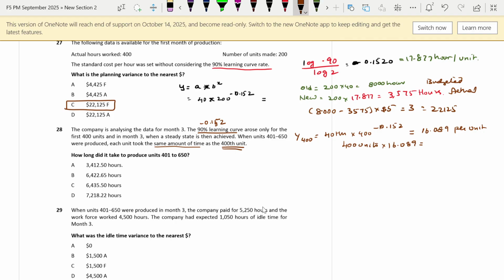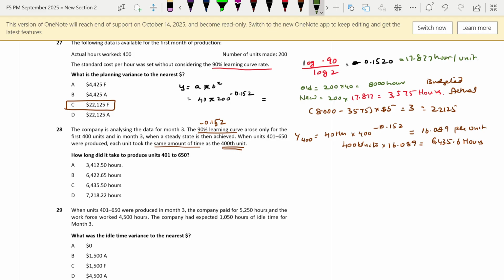How many hours? 400 times 16.089 gives $6,435.6. Now we have calculated for 400.